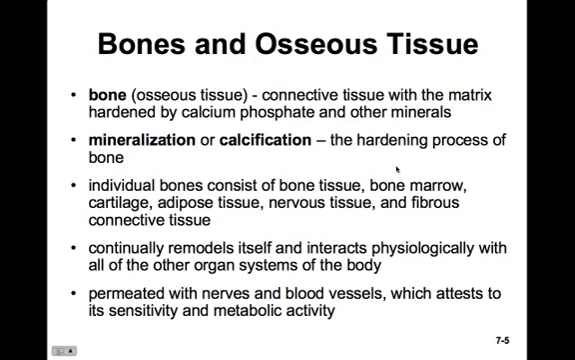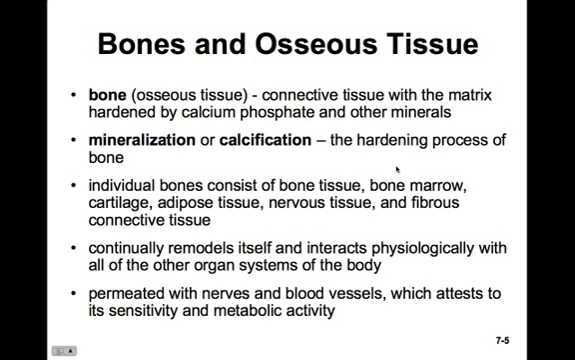Bone, or osseous tissue, is a connective tissue with the matrix having been hardened with calcium phosphate and other minerals. So it's no longer a gelatinous matrix. It's a calcified matrix. The process of hardening the bone is called mineralization or calcification. Individual bones consist of bone tissue, bone marrow, cartilage, adipose tissue, nervous tissue, and fibrous connective tissue. Bones are continually remodeling themselves. They're actually changing all the time, and they interact physiologically with all the other organ systems of the body. We'll see how that works here shortly.